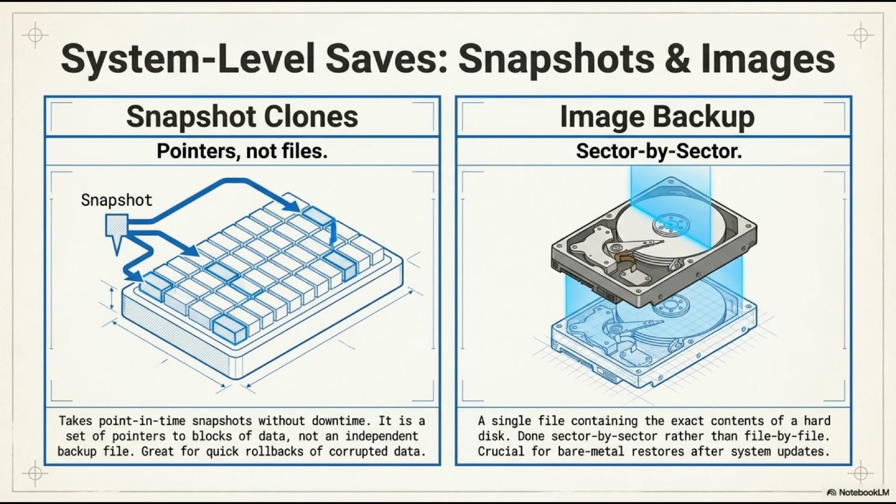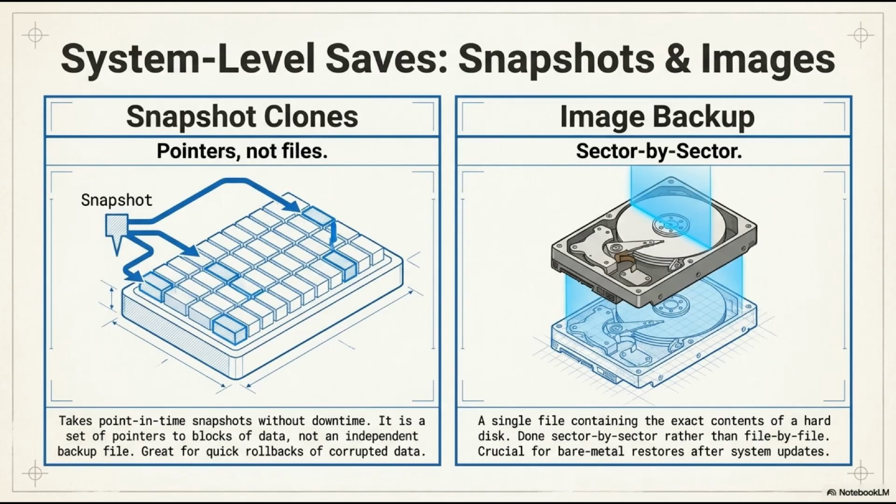Wait, pointers? Yeah, most modern file systems use a technique called copy on write. When you take a snapshot, the system instantly freezes the state of the data blocks. If a user subsequently changes a file, the system doesn't overwrite the original block, it writes the change to a brand new block. So the snapshot is literally just a map pointing to the original frozen block. Exactly, it's super fast. So it allows for zero downtime and instant rollbacks if data gets corrupted. Right, but if the physical hard drive mechanism fails, or the disk catches fire, the snapshot is totally useless because those original blocks are physically gone.